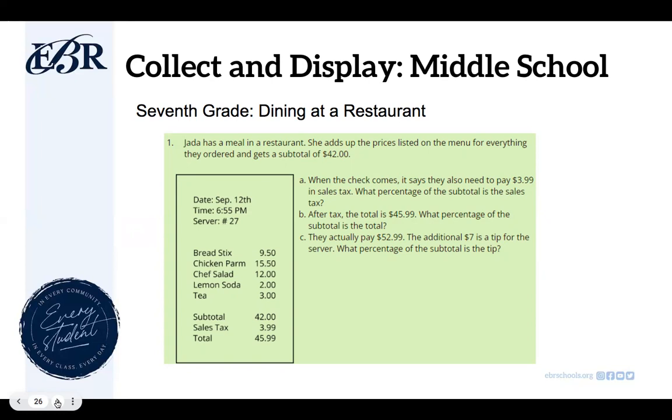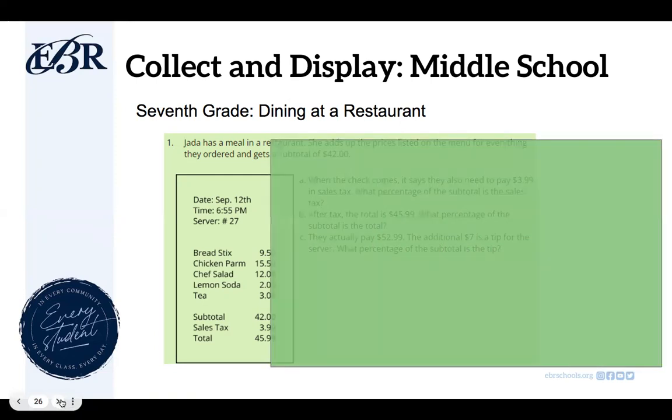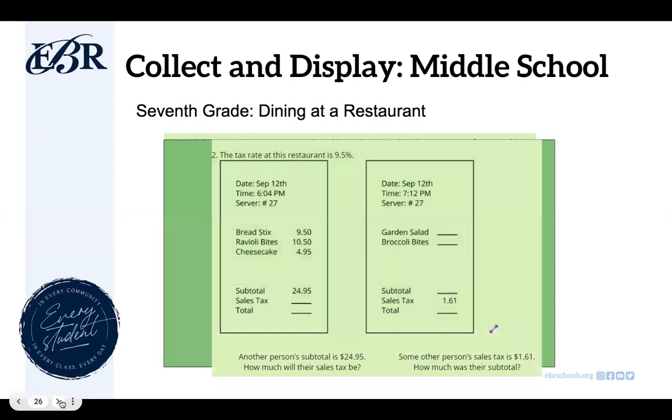So you see the restaurant bill, and then you've got a couple scenarios about what they're going to do based on what percentage of the subtotal is the sales tax, after the tax, what's the total, and what percentage of the subtotal is the total. And then thinking about, how did you actually figure out what percent was used to comprise the tip? And so on the screen, you see a couple parts of the problem. So you see part one and you see part two.